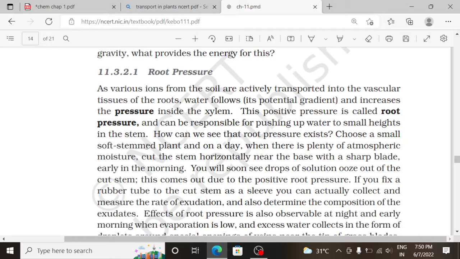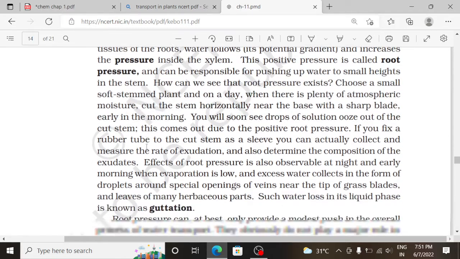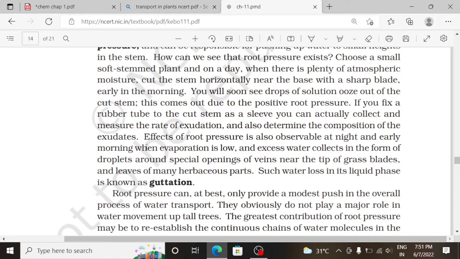Choose a small soft-stemmed plant and, on a day when there is plenty of atmospheric moisture, cut the stem horizontally near the base with a sharp blade. Early in the morning, you will soon see drops of solution ooze out of the cut stem. This comes out due to the positive root pressure. If you fix a rubber tube to the cut stem as a sleeve, you can actually collect and measure the rate of exudation and also determine the composition of the exudates.